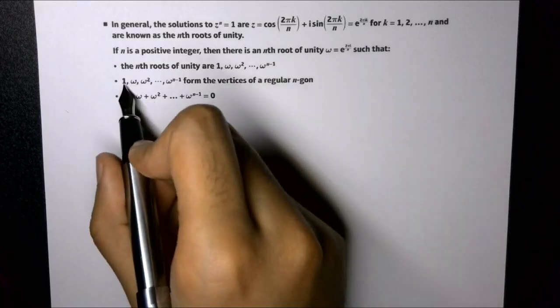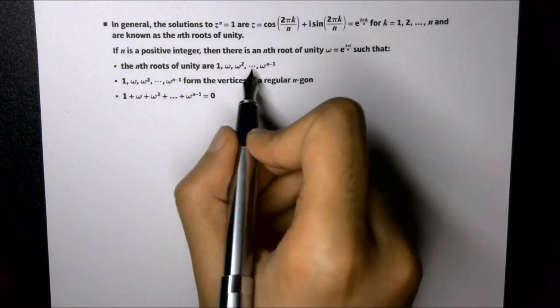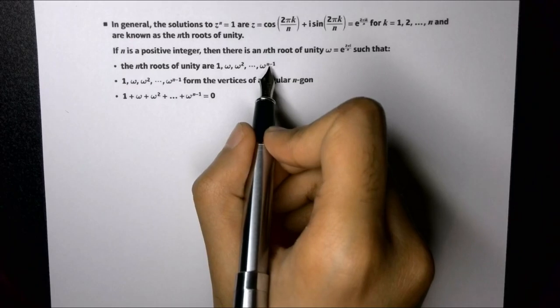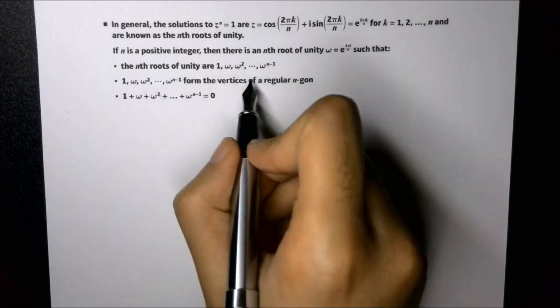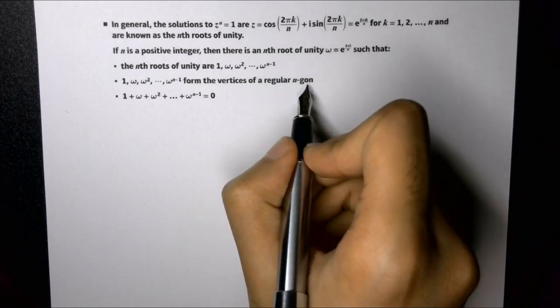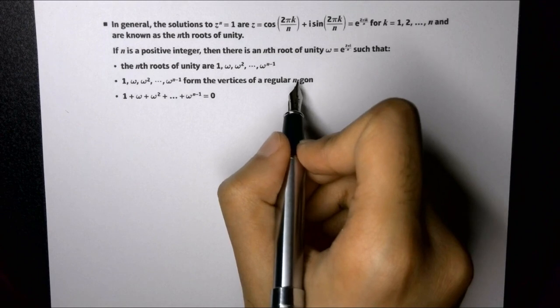And these over here, the 1, the omega squared, all the way up to the omega to the n minus 1, these form the vertices of a regular n-gon. So it's just a regular shape with n vertices.